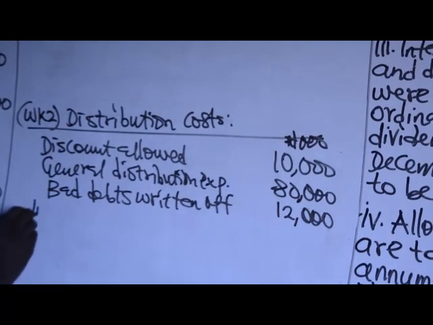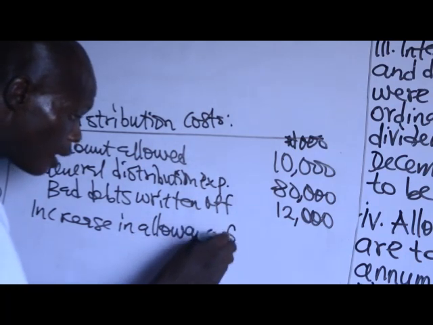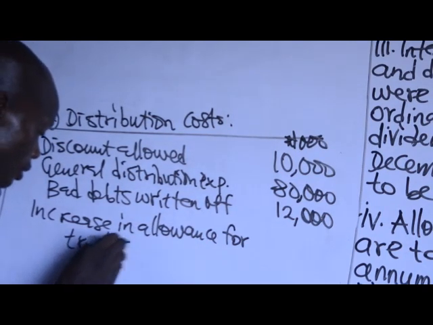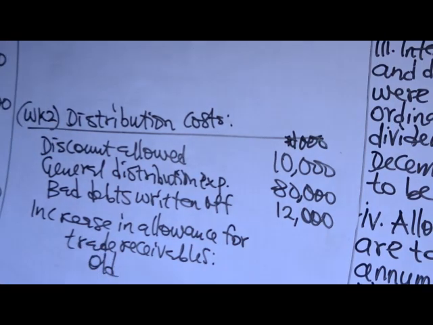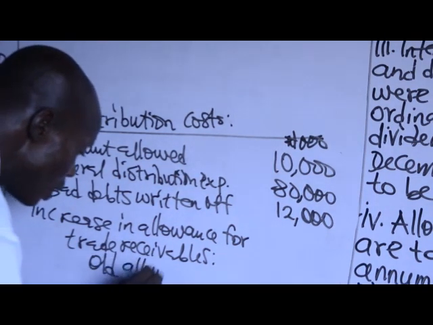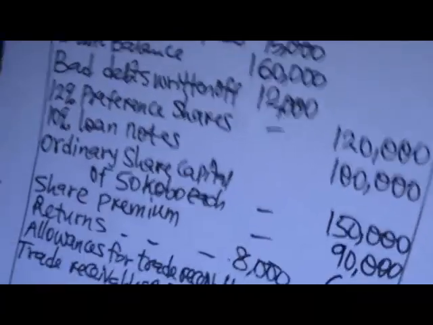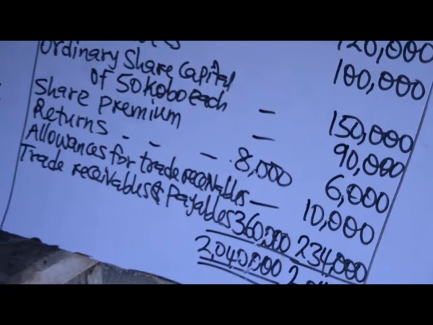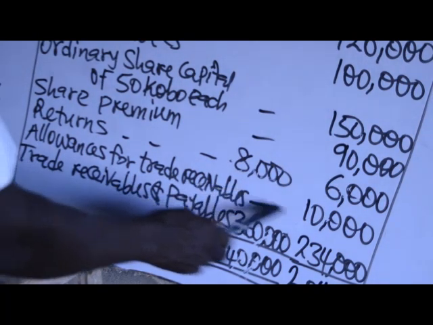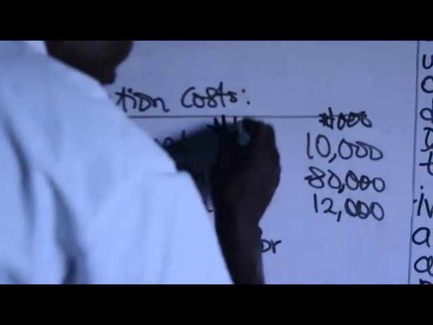Increase in allowance for trade receivables. So we have the old allowance. The old allowance is the one given in the trial balance. The one given in the trial balance is the old one. And the new one is the one given in the note. Remember, you have to increase it to 15%. The old allowance, we were told allowances for trade receivables is 10,000 naira. So the old one now is 10,000.